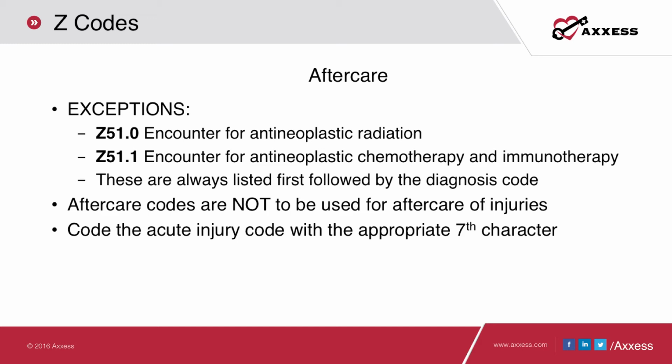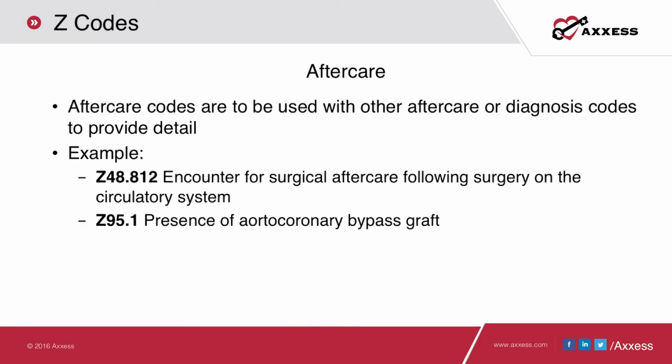Remember, with our injuries, those come out of the ST chapter, and what you'll see in those codes is that you'll have a seventh character that denotes this is aftercare. You wouldn't use a Z code or status code in that case. Aftercare codes are to be used with other aftercare or diagnoses codes to provide detail. For example, Z48.812 is a status code or aftercare code for Encounter for Surgical Aftercare following surgery on the circulatory system. Then you would also add Z95.1, which is the presence of an aortocoronary bypass graft.